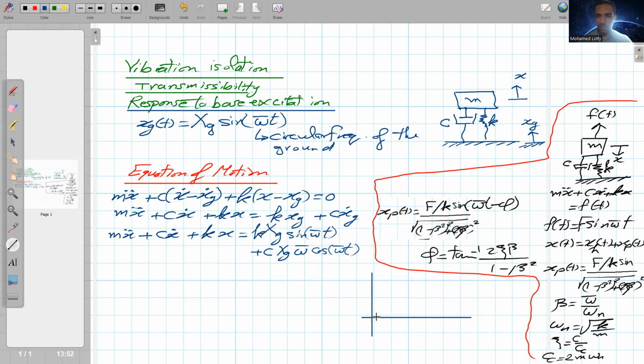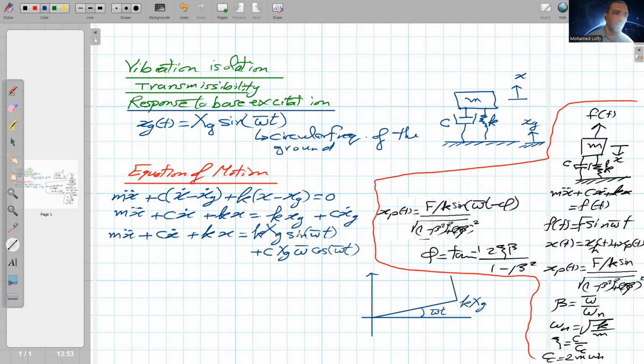If the length of this vector is k xg, it represents the amplitude of the first force, and this angle is omega bar t. So k xg sine omega bar t is the vertical projection of this vector, or of this force, on the vertical axis. The second force is c xg omega bar cosine omega bar t. This one is sine, and this one is cosine, so to represent it on the same graph, the cosine force should be normal to the sine force. We can draw it here with the same angle omega bar t, or simply make it normal to the first one, something like that.